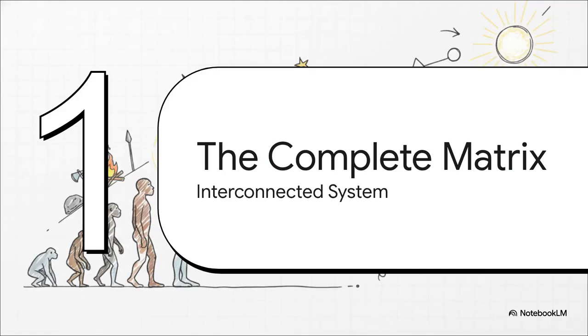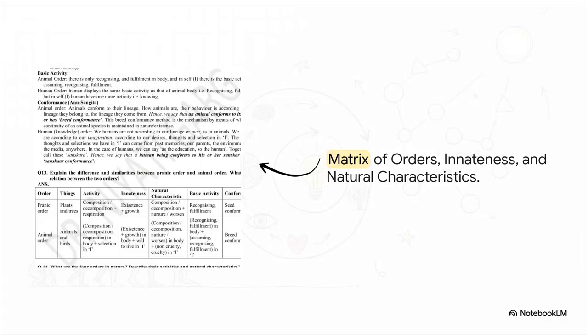Bringing it all together, let's look at the complete matrix. When we bring all of these concepts together into a single framework, the matrix aligns perfectly. The material order has mere existence. The plant order adds growth. The animal order adds the conscious will to live. And the human order tops it all off with the will to live with happiness.